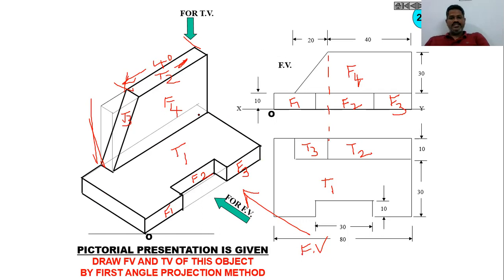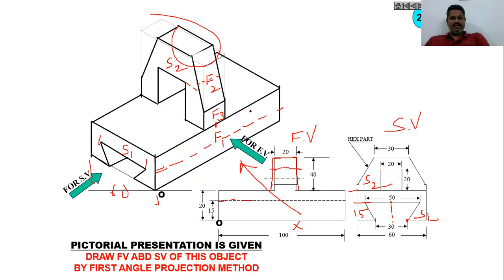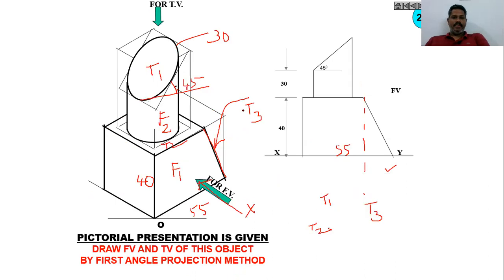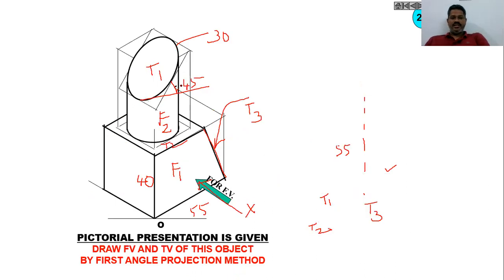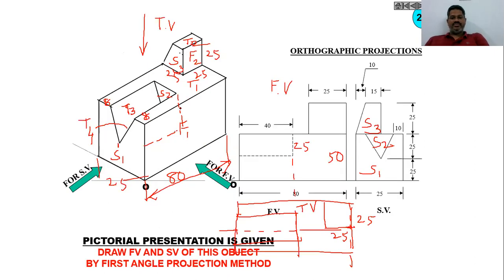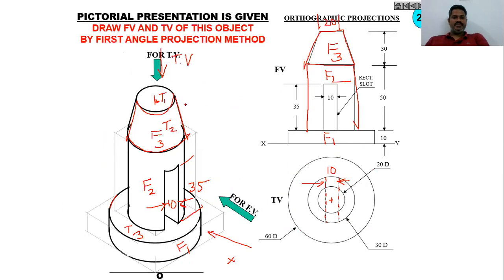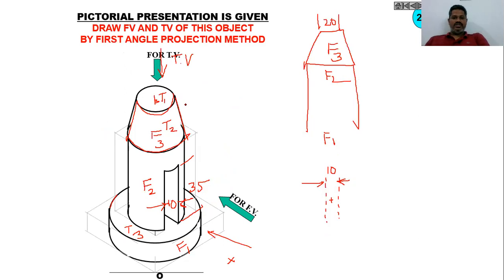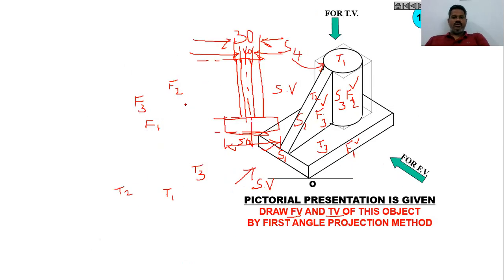Then we have seen this shape. Then this figure we have seen, a cylindrical block which is sectioned by a plane of 45 degrees, which is placed on a block like this. Then we have seen this figure. These are all the figures that we have seen in this session.